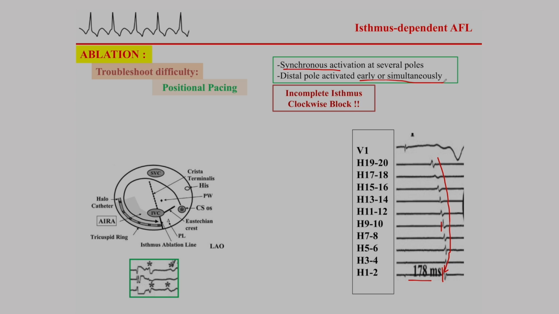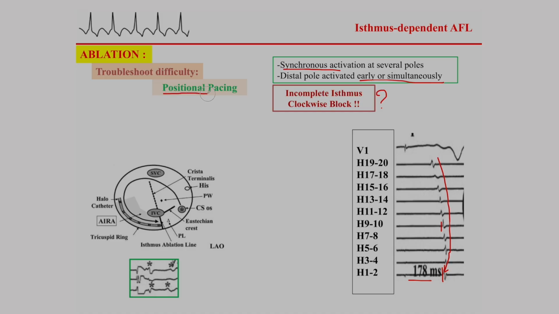So the question is, is it a complete isthmus counterclockwise block? Do we have some slow conduction in a clockwise manner here? Do you have some slow conduction here? Or is it just a pseudo feature of slow conduction and we have a true block? So for these cases, we do a maneuver that is named positional pacing.